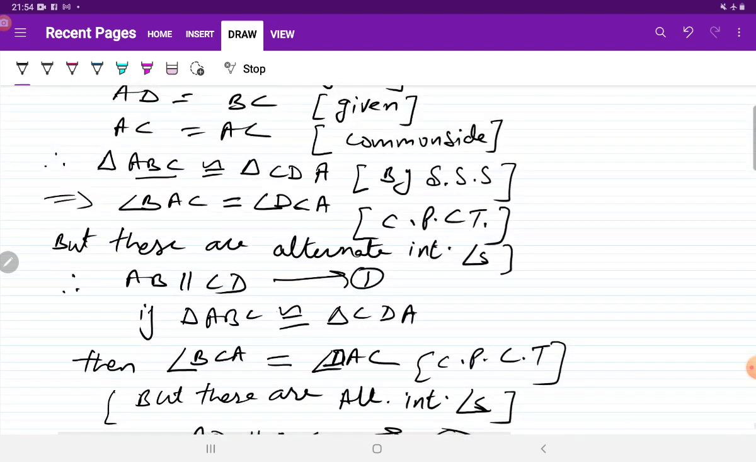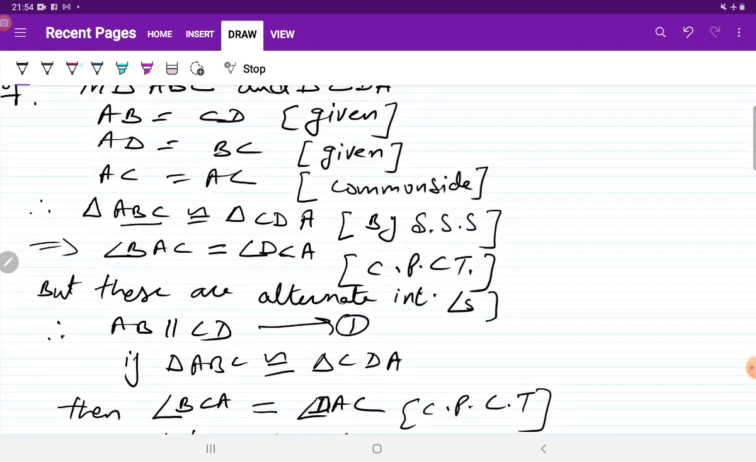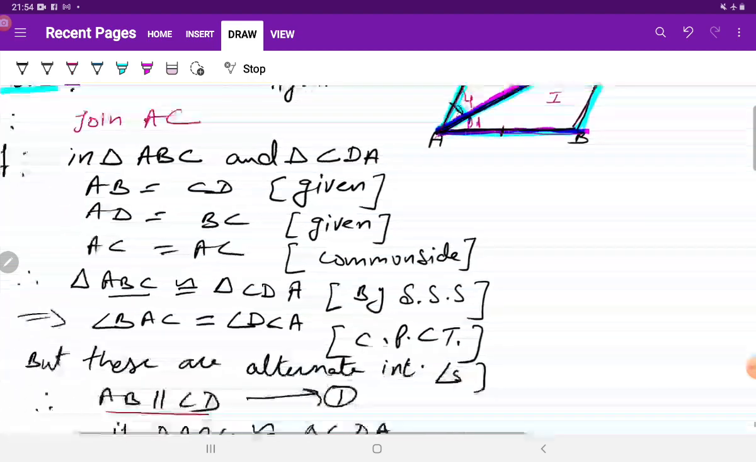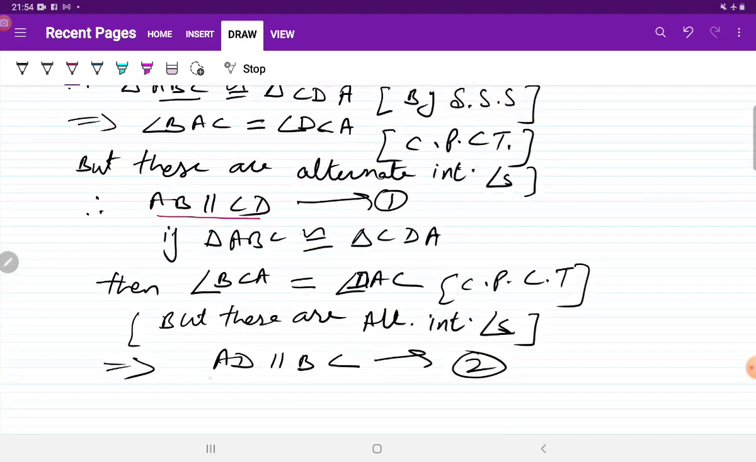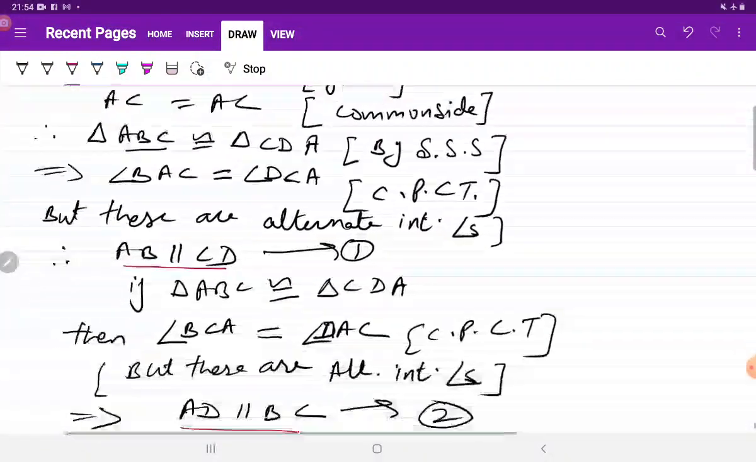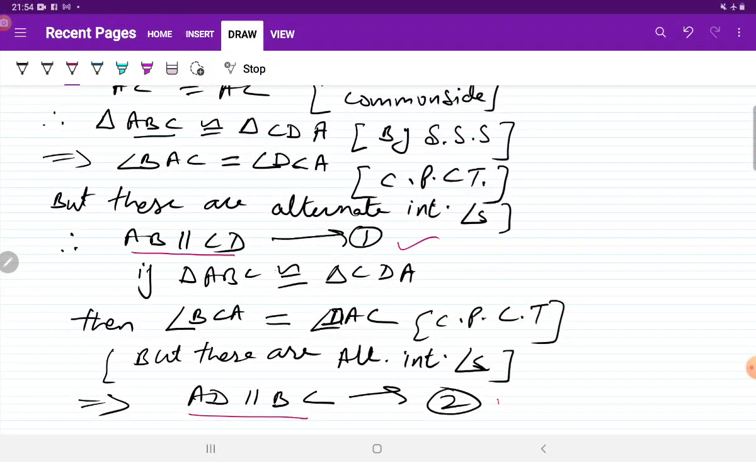Now come to the diagram. What we proved? From the diagram, side AB is parallel to side CD, and side AD is parallel to BC from equation number 2. Okay, so we already proved these two opposite pairs of sides of the quadrilateral are parallel.